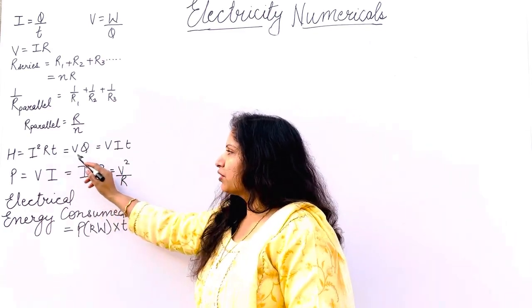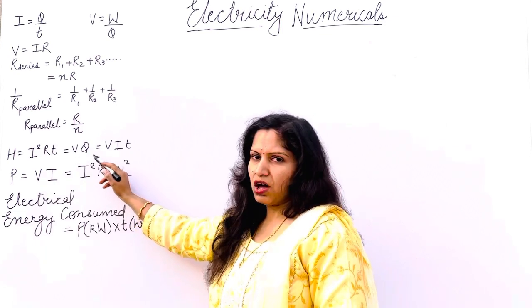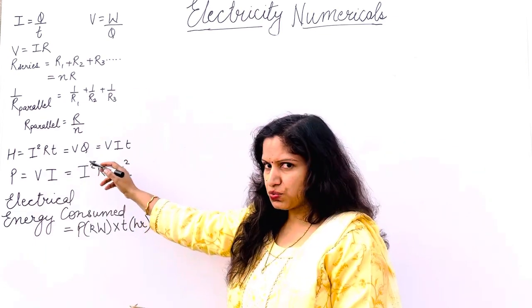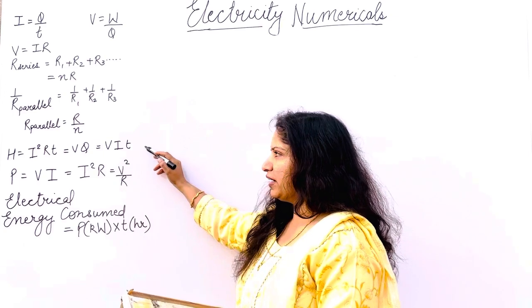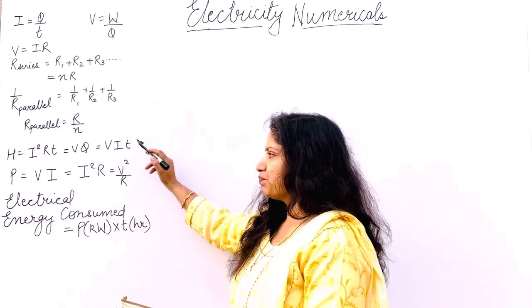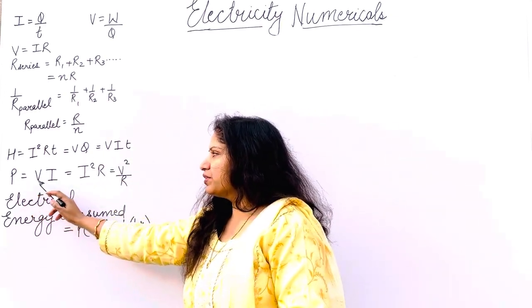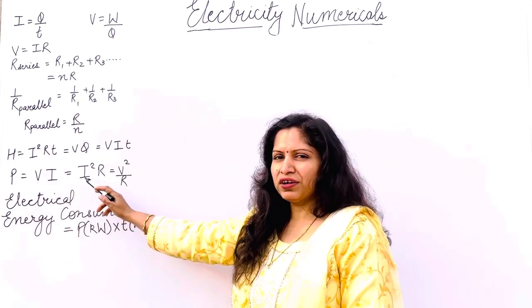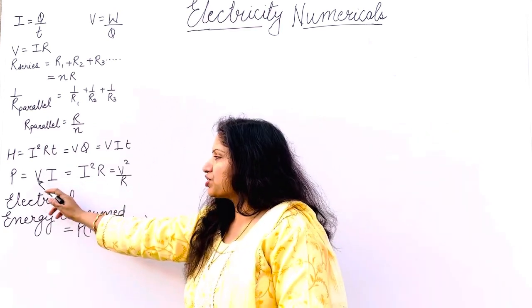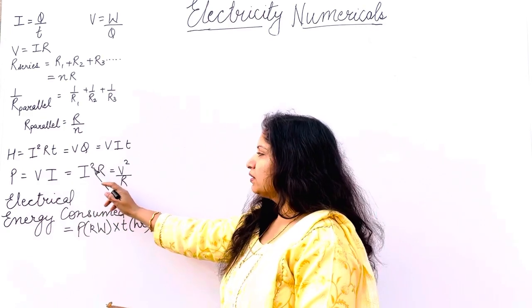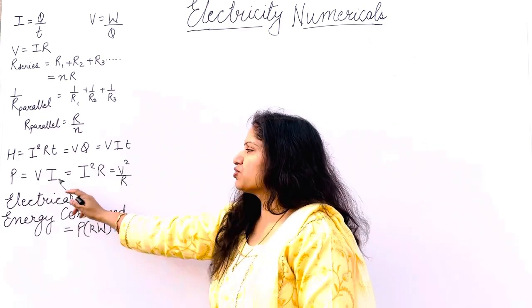Similarly, this formula could also be written as V into Q. How we got that? We have seen that in the previous video. That is also equal to VIT. This also we have seen in the previous video. Then we have seen that power is very important. That is P equals to VI, potential difference multiplied by current. Then we have I square R, that is also equals to I square R.